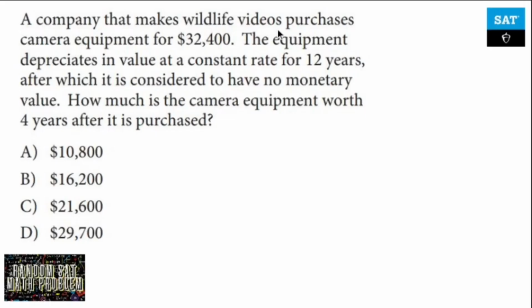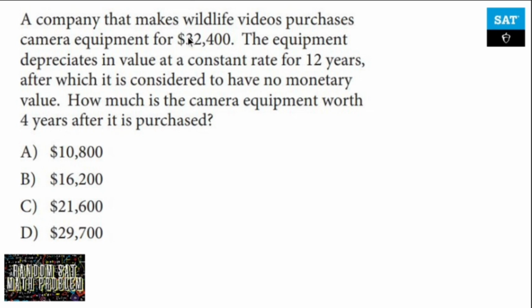A company that makes wildlife videos purchases camera equipment for $32,400. The equipment depreciates, that means loses its value at a constant rate for 12 years, after which it is considered to have no monetary value. So you start out with brand new stuff, costs you $32,400. It loses the same amount each year, and after 12 years, you're at zero. How much is the camera equipment worth 4 years after it's purchased?